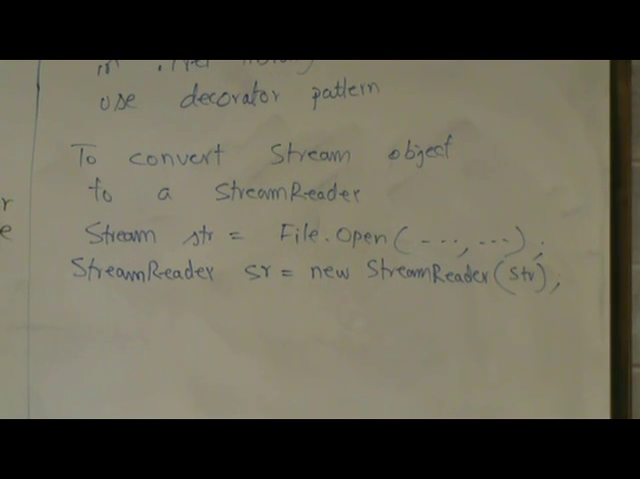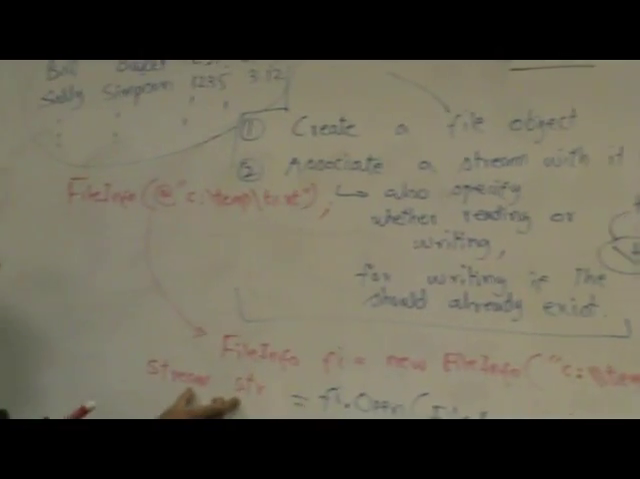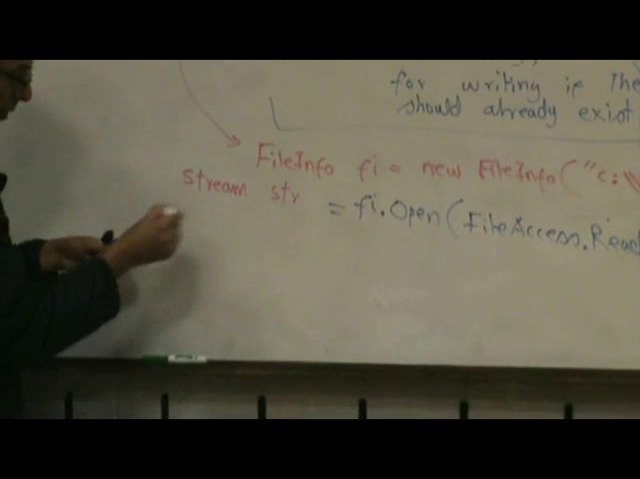So to convert one type of stream to another type of stream, all you have to do is pass it in the constructor of whatever type you wanted to change it to, right? Okay, so our next code, as I mentioned, will be to try to convert it to a text type of stream.